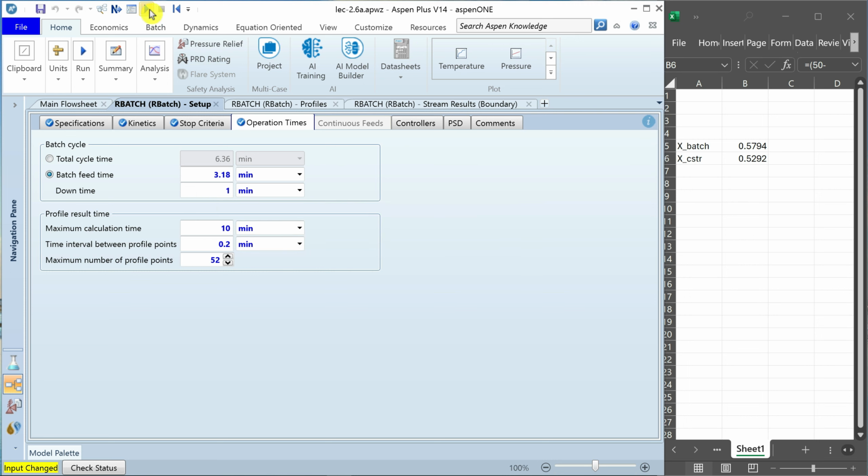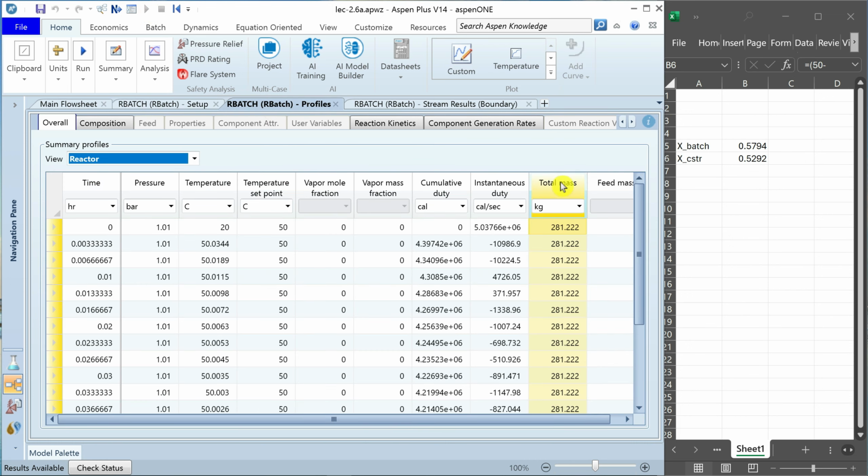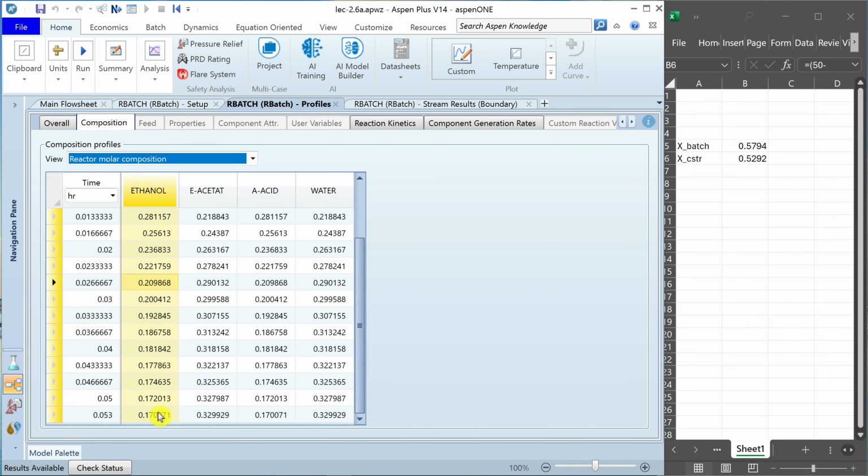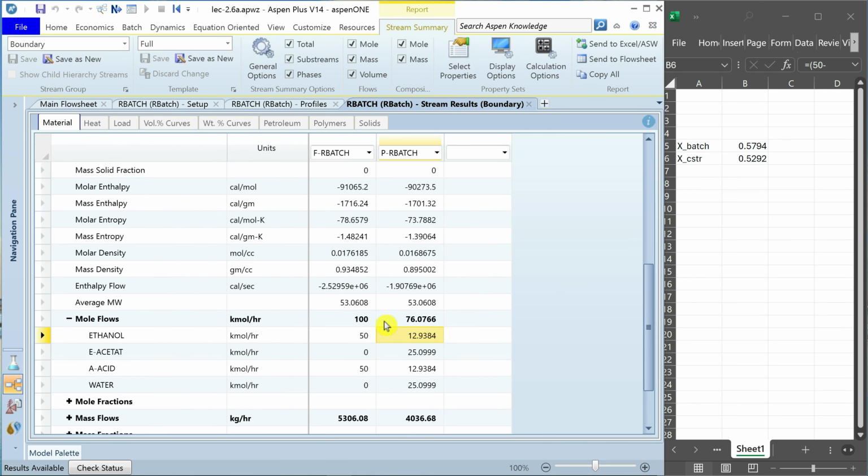How does adding downtime affect the reactor performance? Let's run the simulation. See the results in the profile. Still the total mass is the same. For composition, it's the same. For stream summary results, the continuous flow corresponding to the batch reactor has also been changed. So now the continuous flow rate is 76 kilomoles per hour instead of 100 kilomoles per hour. The inlet flow rate is 5306 kilograms per hour, but the outlet flow rate from the batch reactor is 4036.68 kilograms per hour. Apparently, it seems that the simulation does not respect the mass conservation.